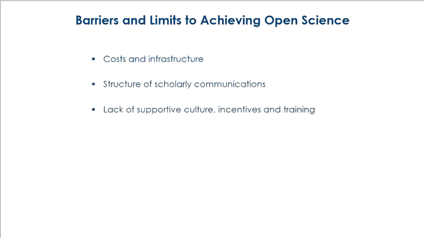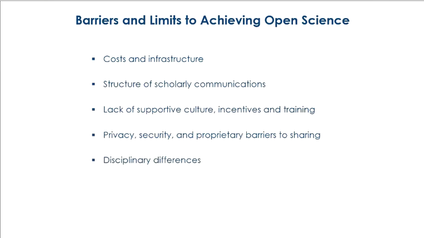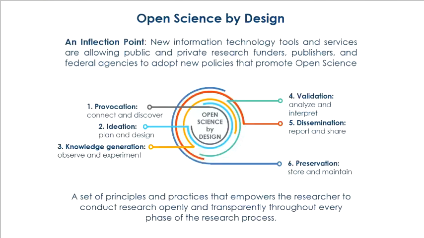There is a lack of supportive culture, incentives, and training. This will be addressed in one of the recommendations, that the effort needed to make things available, which often the researcher has to make efforts and do work to make data available. Often they may not have an incentive to do that, or sufficient incentives to do that. Privacy, security, and proprietary barriers to sharing exist in certain fields. And there are disciplinary differences in terms of the types of data, the complexity, and the availability.